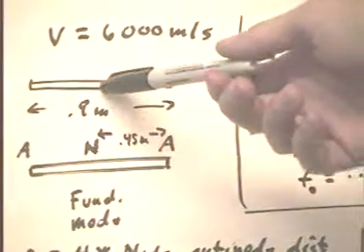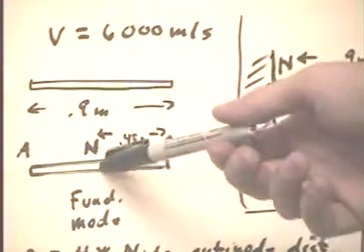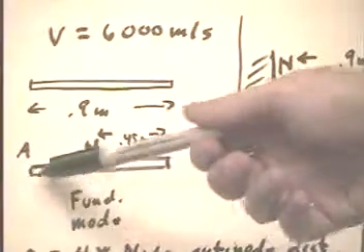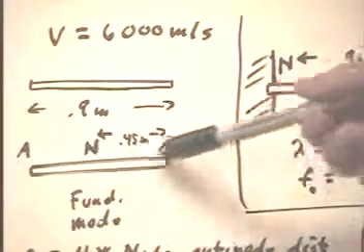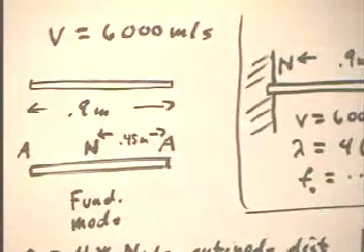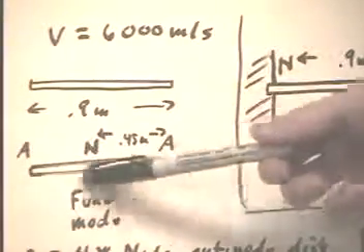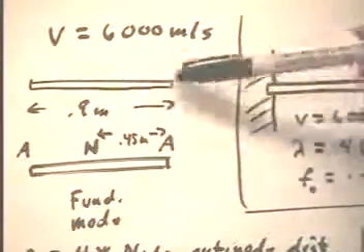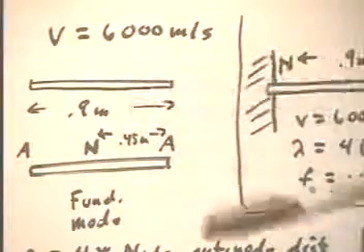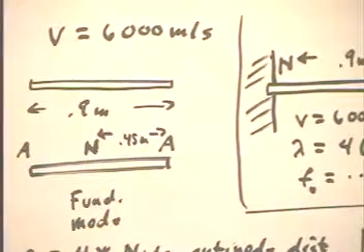If we're holding the rod by the middle, we'll have a node in the middle. If the ends of the rod are free, then there'll be antinodes, points of maximum deflection. This is then the fundamental mode of that aluminum rod. Now, if we have an aluminum rod 0.9 meters long, our question is, what frequency do we expect to observe?